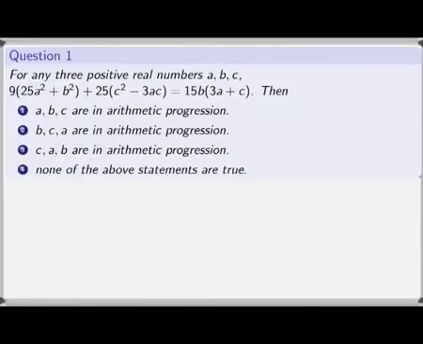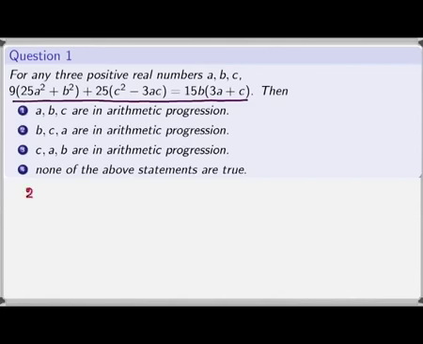We have three positive real numbers a, b and c, and the equation 9 into (25a square plus b square) plus 25 into c square minus 3ac is equal to 15b into (3a plus c). We are given four options and we shall find out the correct answers. We start with the given equation.